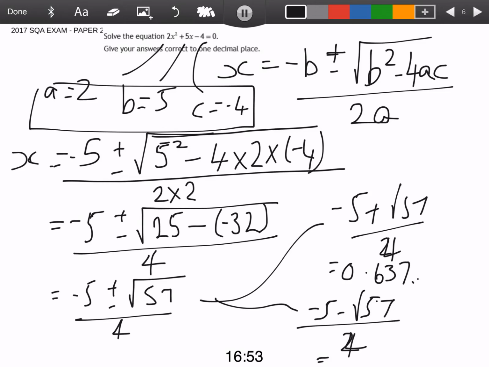On my calculator, I have 0.637, blah, blah, blah. It did say 1 decimal place. 0.64. Okay, and our second solution, negative 5, take away the square root of 57 equals, and divide it by 4. On my calculator, I have negative 3.137, blah, blah, blah. 1 decimal place, negative 3.1.